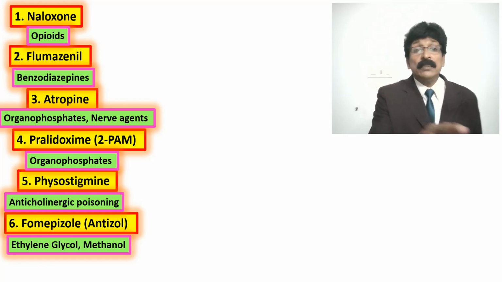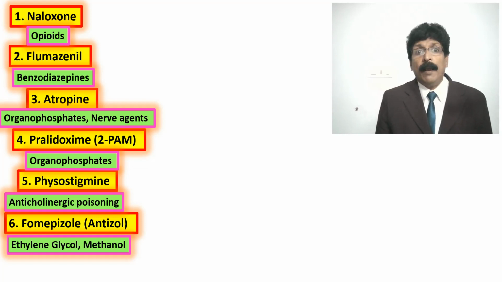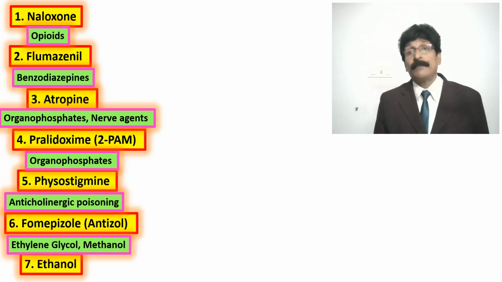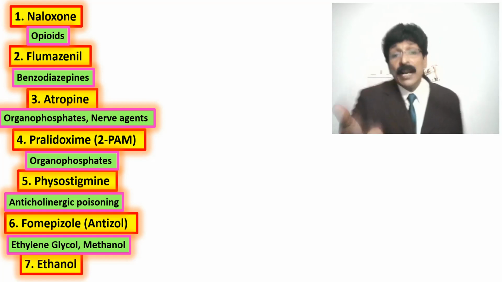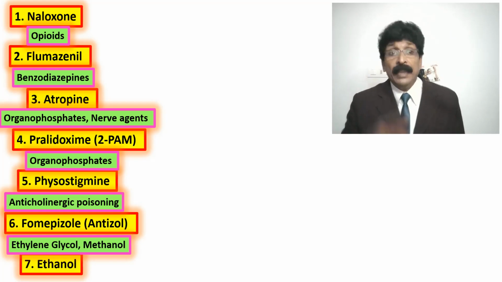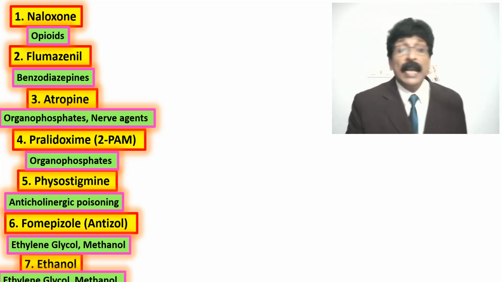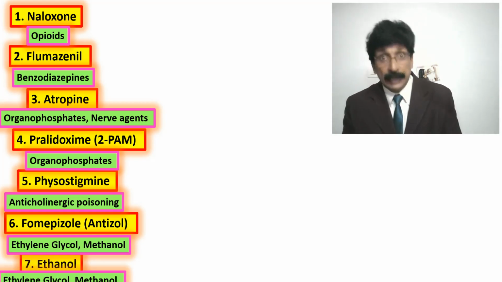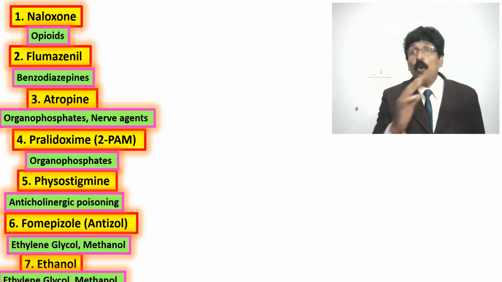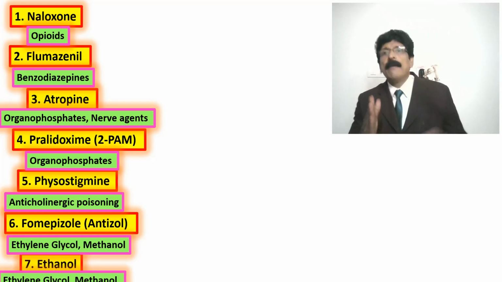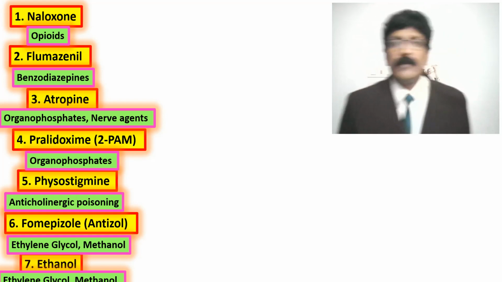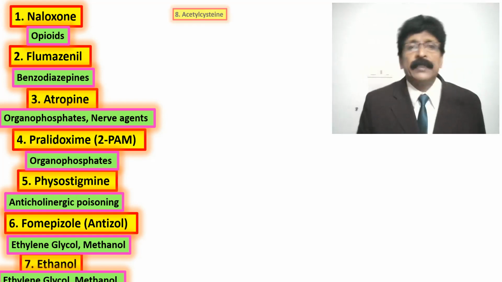So this is the antidote available in the market. Fomepizole. Antizol is the trade name. Ethanol can also be given as an antidote when there is poisoning by ethylene glycol or methanol. Ethanol is also a competitive antagonist to save the person.